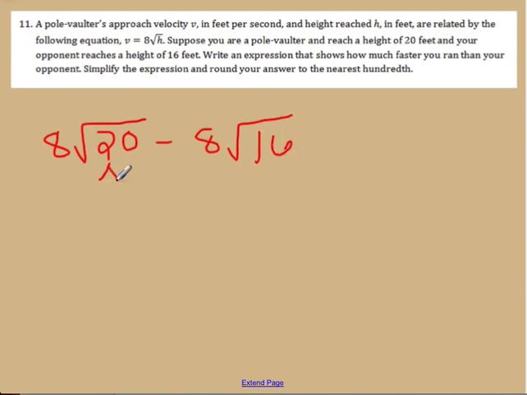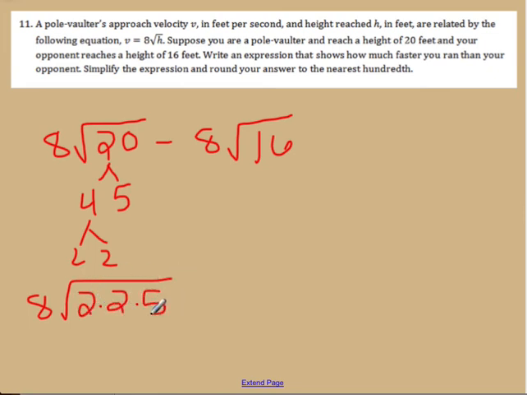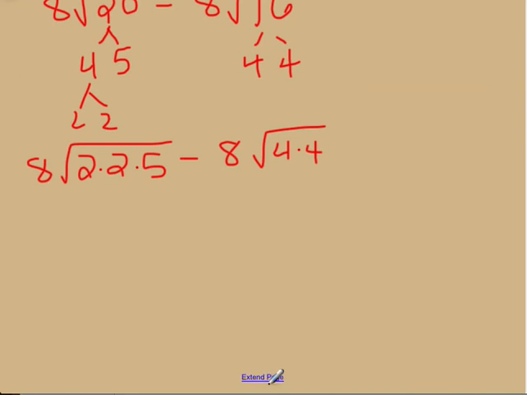So 20 I can break down to be 4 and 5, and 4 I can break down to 2 and 2. So then I have 8 times the square root of 2 times 2 times 5. And then 16 I can break down into being 4 and 4. So what happened here is everything worked out to be a pair, which makes sense, right? The square root of 16 is 4. So because everything worked out to be a pair, when we take the square root, everything is going to come out. There is not going to be a square root. So let's start by taking this pair of 2's out. So I'm going to have 8 times 2, and then the square root of 5 is left over.